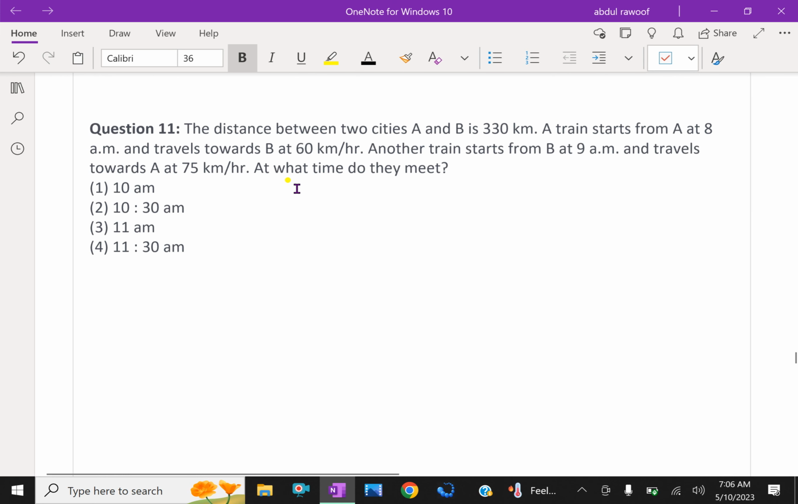Look at this example. The distance between two cities A and B is 330 km. A train starts from A at 8 a.m. and travels towards B at 60 km per hour. Another train starts from B at 9 a.m. and travels towards A at 75 km per hour. At what time do they meet? Look at here.